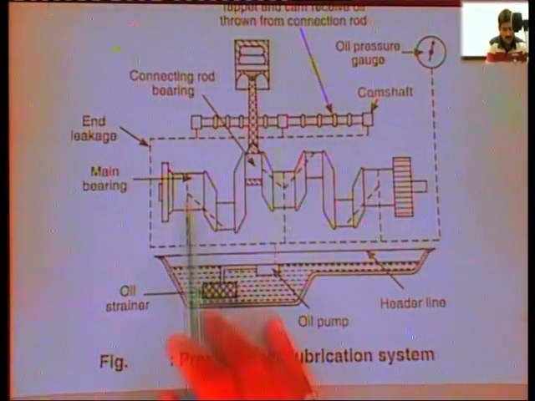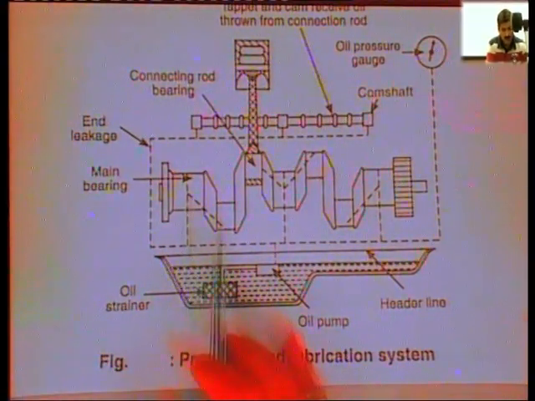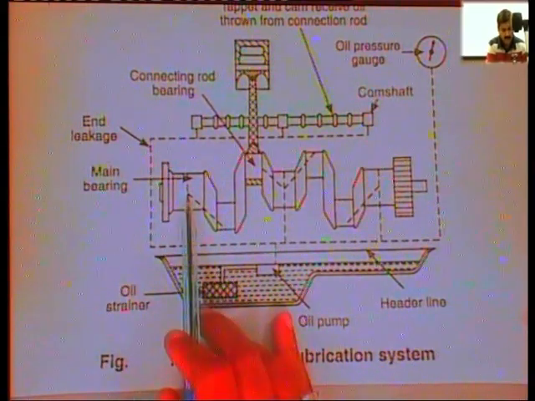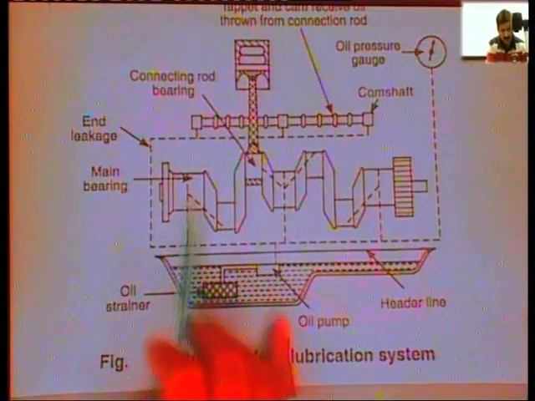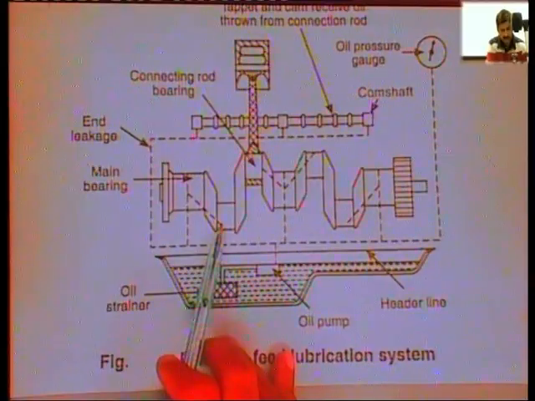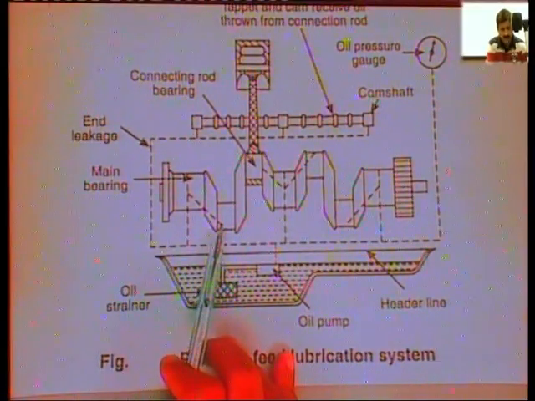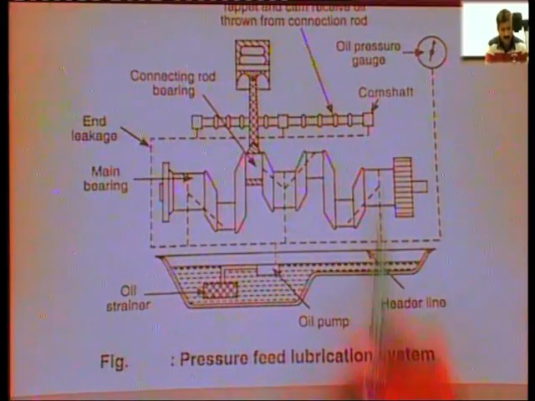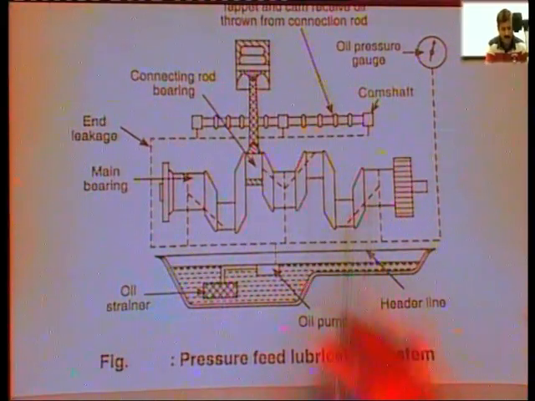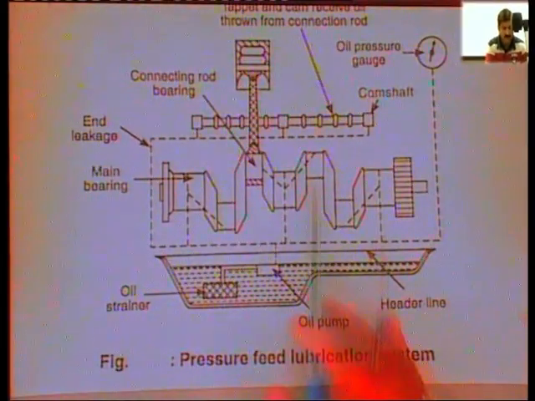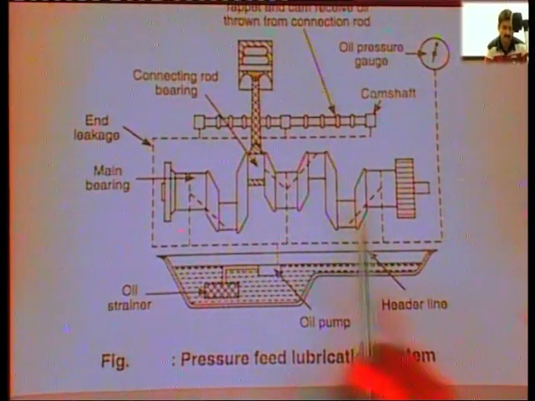Here the holes are drilled inside the crankshaft. The oil first comes here, and from here through that drilled hole the oil goes to this point, but in the previous case it was not there, and similarly here and similarly here. All of the crankshaft is properly lubricated under pressure.